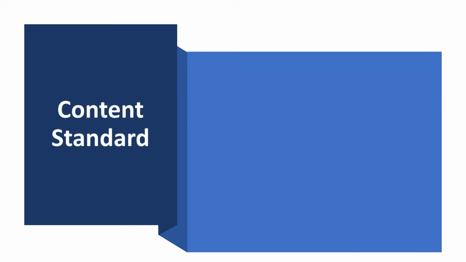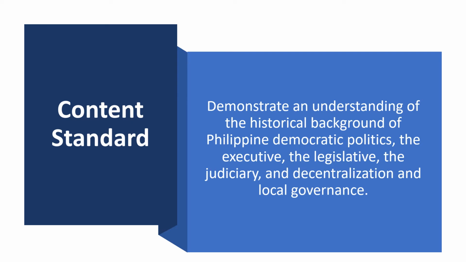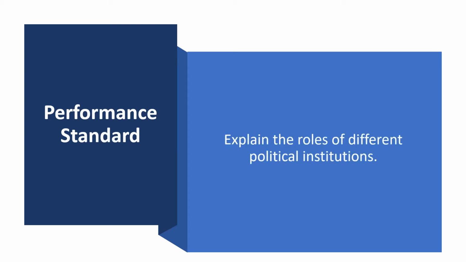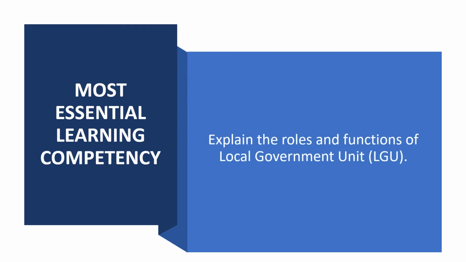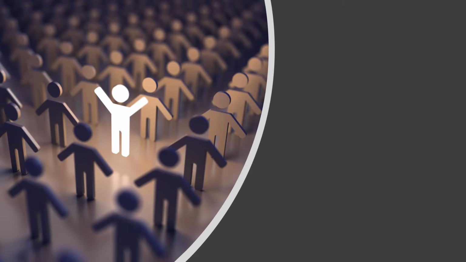Before we proceed in our topic, let us first look at its content standard. Demonstrate an understanding of the historical background of Philippine democratic politics, the executive, the legislative, the judiciary, as well as decentralization and local governance. For the performance standard, the students must be able to explain the roles of different political institutions. Lastly, for the most essential learning competency, explain the roles and functions of local government units. So let us proceed with our topic.